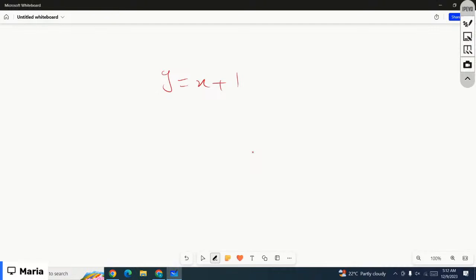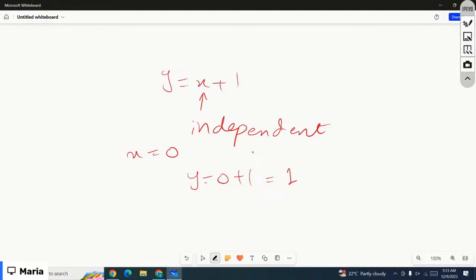Basically, x is the independent variable, right? Independent variable means you can put whatever x value you want. For example, I'm going to put x equals 0, y equals 0 plus 1. That is 1. Y is dependent on the x values, right? You can put any x values. For example, the other one is x equals 1. So that is 1 plus 1 equals 2. So all the x values you can put to a function is the domain of the function.